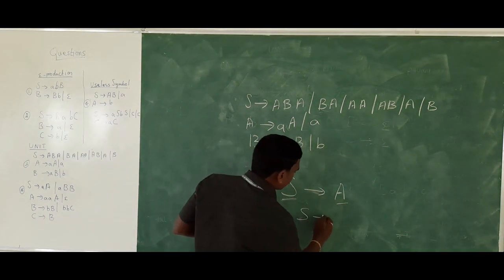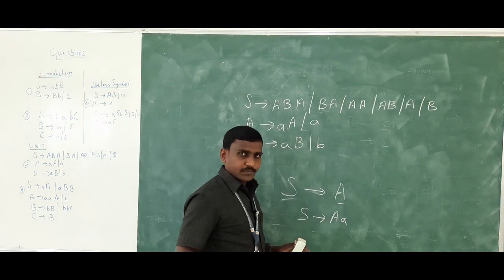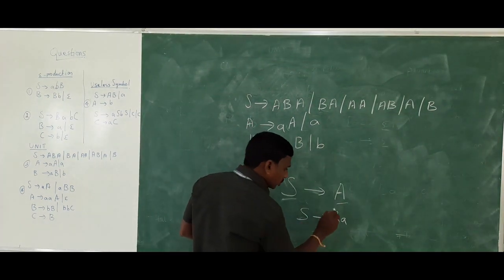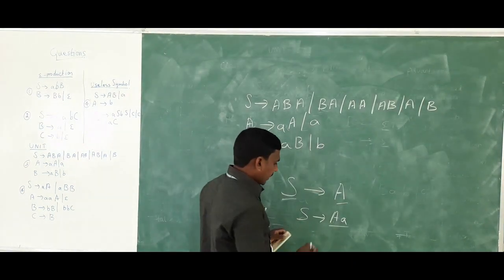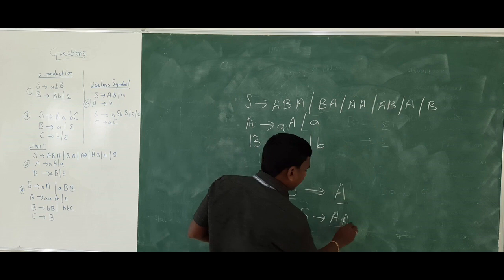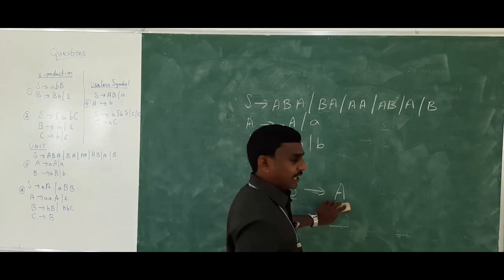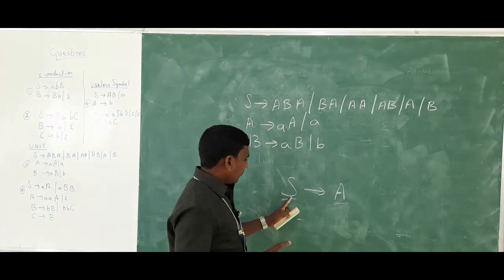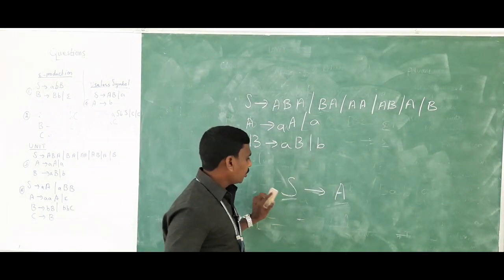If you have S tends to, say, AA, it is not a unit production. Clear? Because it is one variable tends to a combination of one variable and one terminal. This is not a unit production. Or if you have S tends to AA, this is also not a unit production. One variable tends to one variable gives one variable. If you see this type of production in a grammar, that is called a unit production.